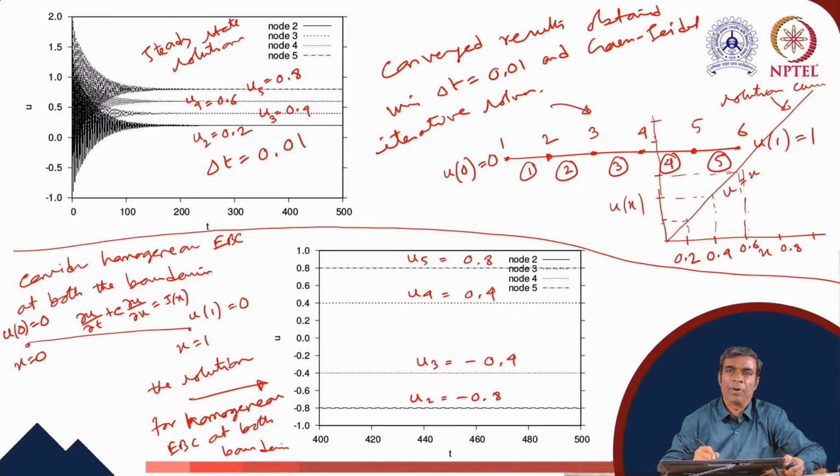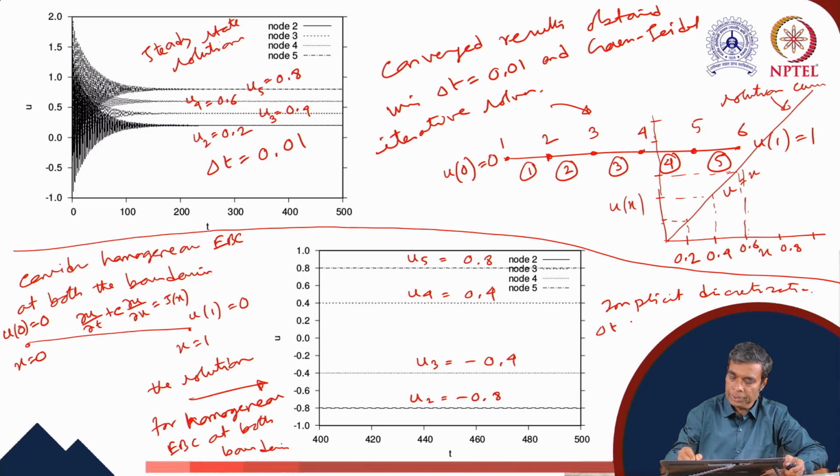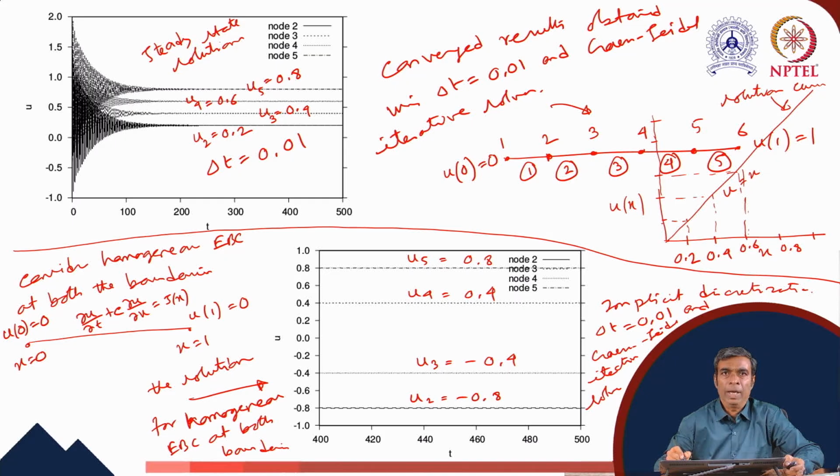We have used the same governing equation and the same equation solver and the same implicit discretization, with delta t equals 0.01 and Gauss-Seidel iterative solver. So we end our class today here with the numerical example on first order wave equation, which is a classic example of the hyperbolic partial differential equation.